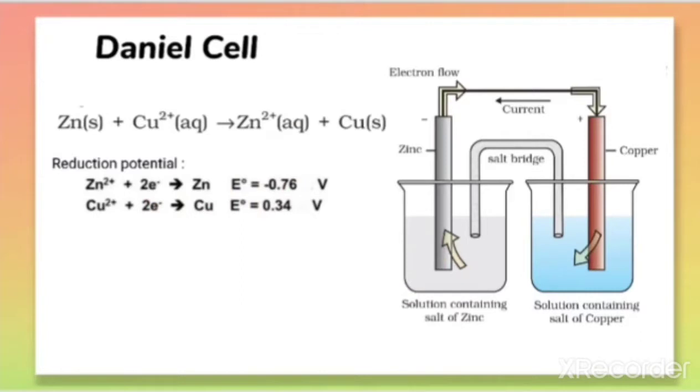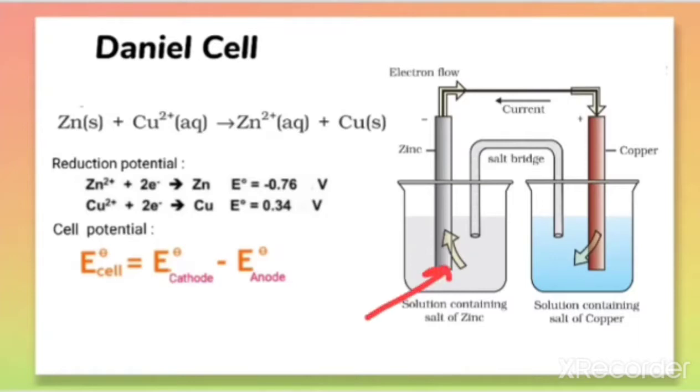Now how do we find the electrical potential, or EMF, of the cell? It can be represented as the cell potential and calculated by the formula E naught cell is equal to E naught cathode minus E naught anode. Here the naught sign represents the standard condition, that means the concentration is taken as 1 molar.